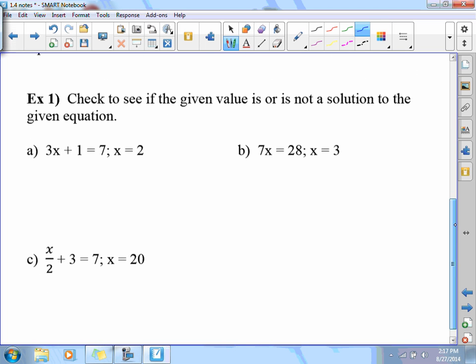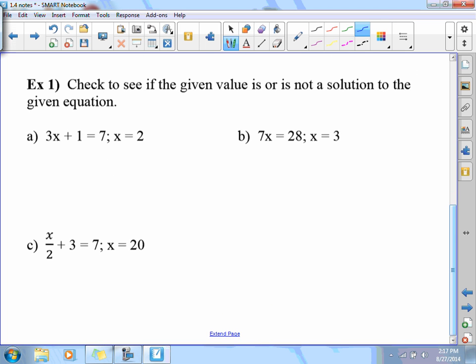So to do problems like that, your book will say, check if the given value is or is not a solution to the equation. And sometimes students get a little confused just by the way that these problems are written and the way the formatting is. This first part, the 3x plus 1 equals 7, that's your equation. The x equals 2, that's the value that they want you to substitute in for the x. So they separate the 2 by a semicolon.